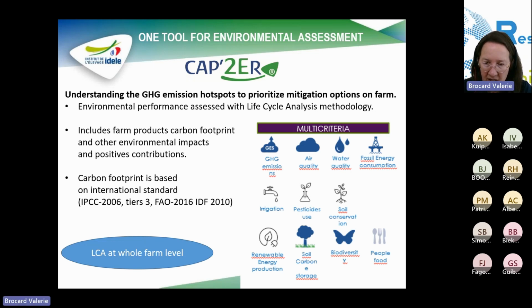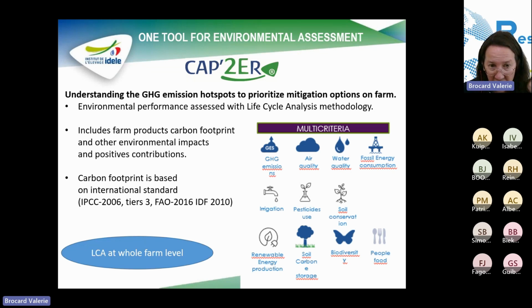With the same criteria, you can have an assessment of your impact on biodiversity, and it's also calculating the number of people your farm is feeding. So it's a global environmental tool that we also use on experimental farms, and it's calculating the carbon footprint at whole farm level. Even if you are using it, in this case, for a specialized dairy farm with crops, we can use it at whole farm level, whatever the forage area and the type of crops on the farm.